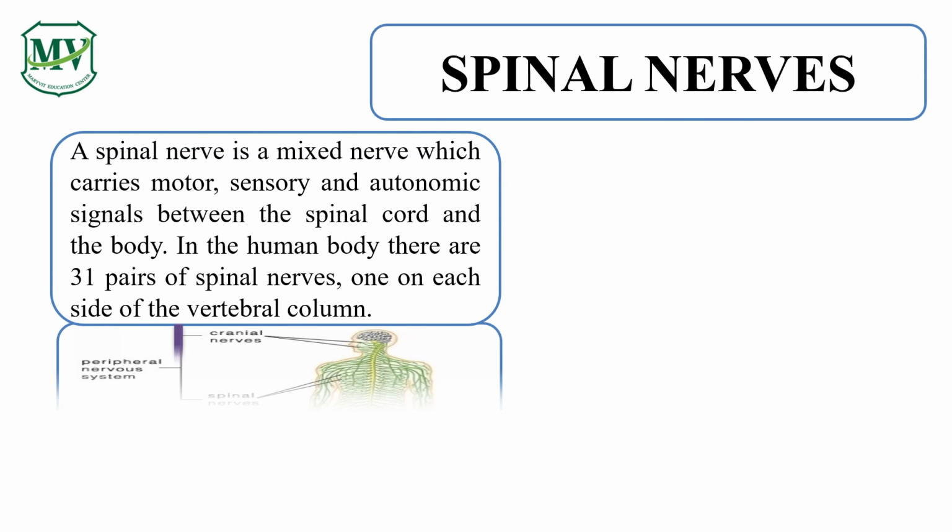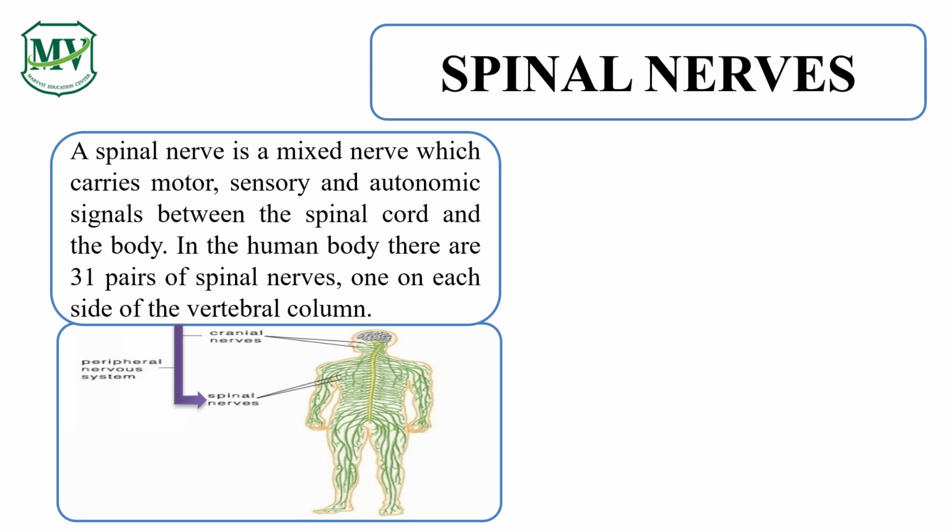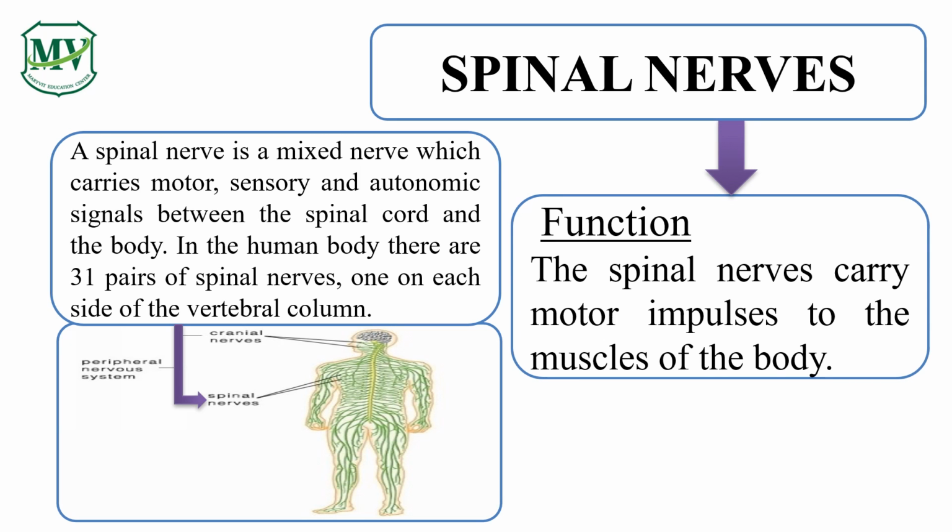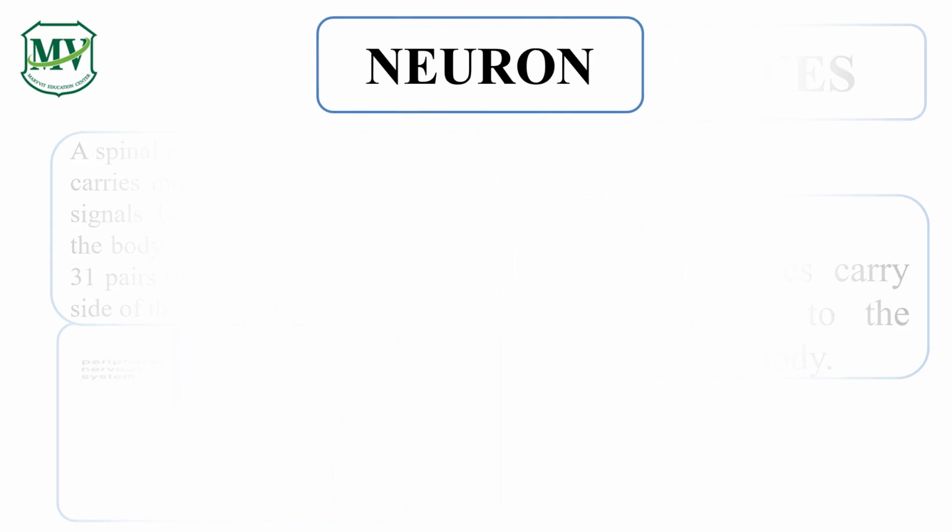Spinal nerves. Do you have any idea what spinal nerves are for? Exactly. Their main function is to carry impulses to the muscles of the body. Do you remember how we subdivided the PNS? Great! They are the cranial and the spinal nerves. What do you think are the cells that transmit information from the brain to the cranial nerves and the spinal nerves?